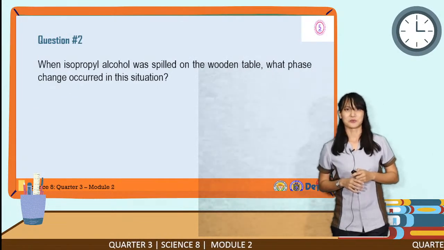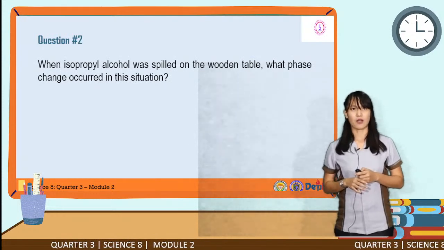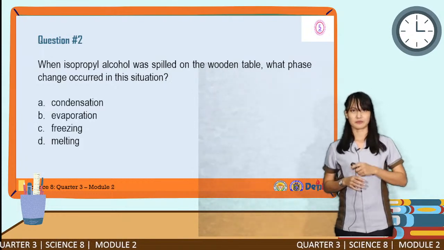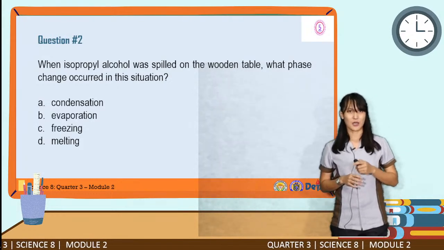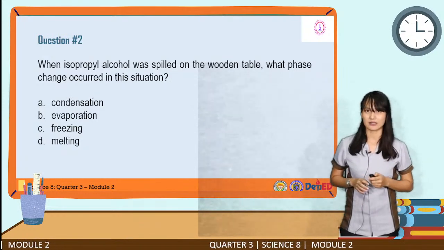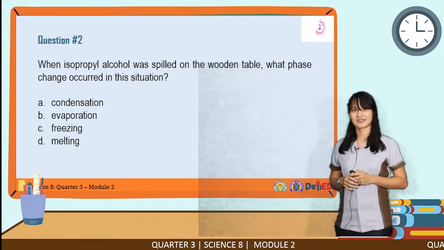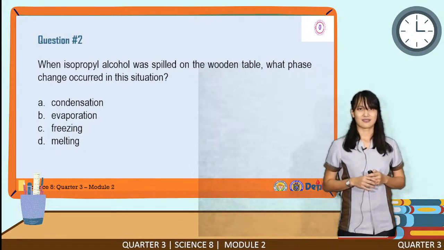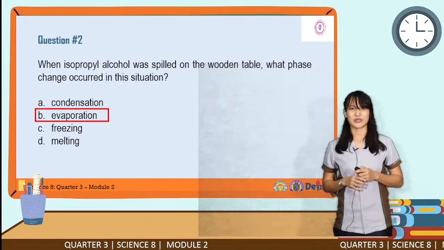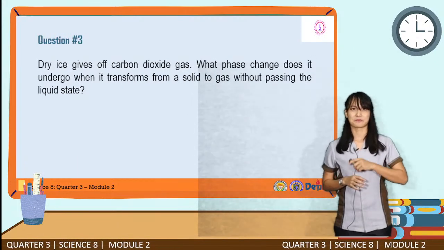Question number 2. When isopropyl alcohol was spilled on the wooden table, what phase change occurred in this situation? A. Condensation. B. Evaporation. C. Freezing. D. Melting. The correct answer is B. Evaporation. Let's move on to question number 3.